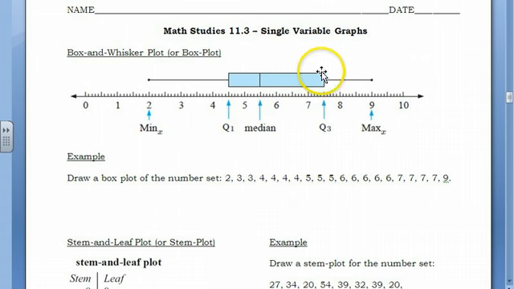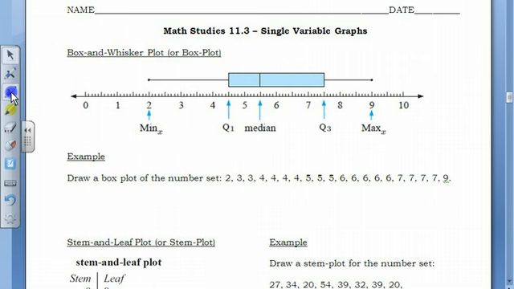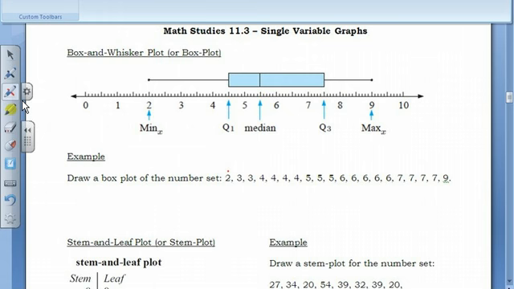You draw a box around the middle 3, and then you draw whiskers that extend to the min and the max. So I have a list of numbers here, and I want to use that to draw a box plot. I'm going to find my minimum and my maximum, and then I have to cross off and find my median.